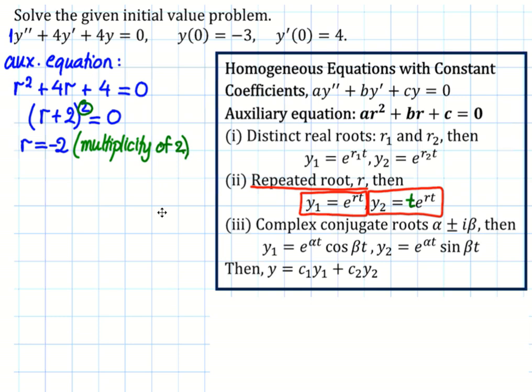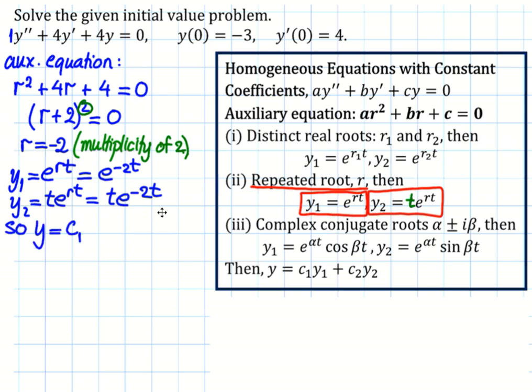Right. So we will have y1 equal to e to the rt, which is e to the negative 2t, and y2 is t e to the rt, which is t e to the negative 2t. And the linear combination of them is the solution, c1 y1 plus c2 y2. So c1 e to the negative 2t plus c2 t e to the negative 2t, I forgot the t, and that's what we have. That is the general solution.